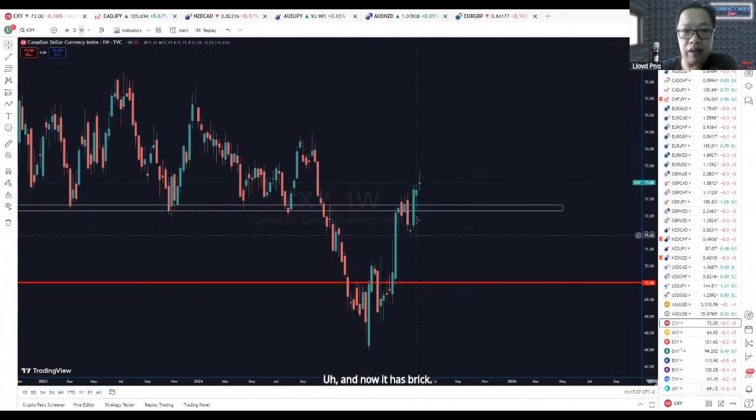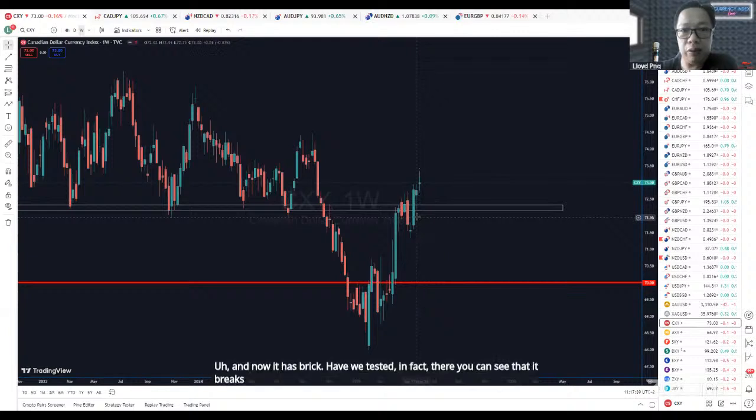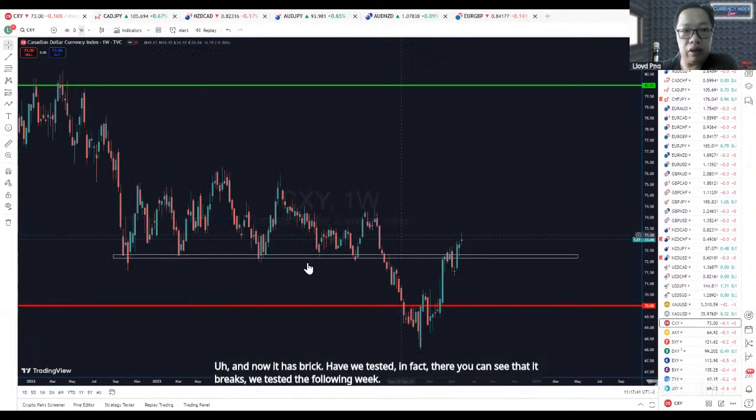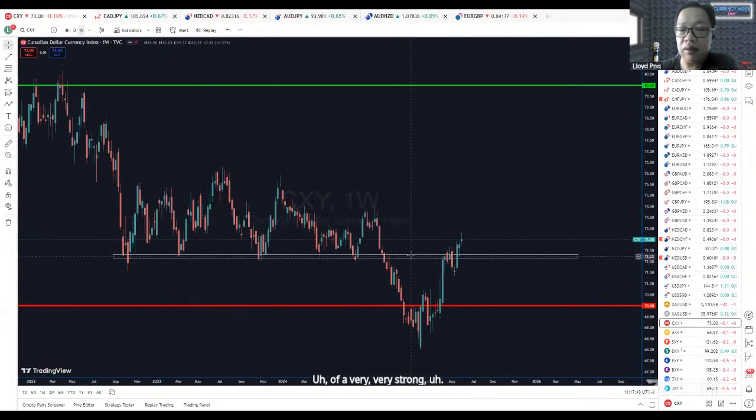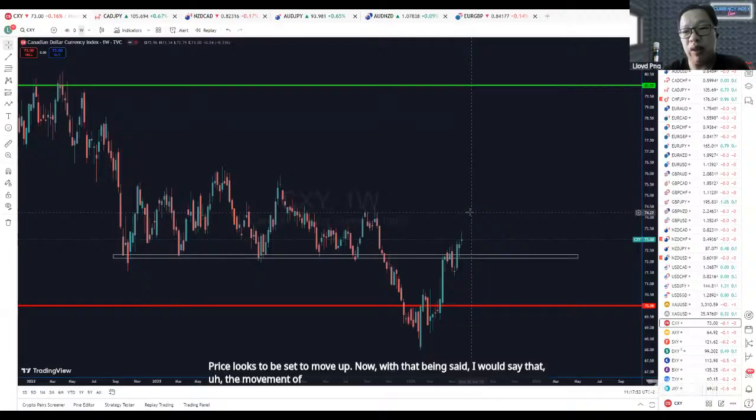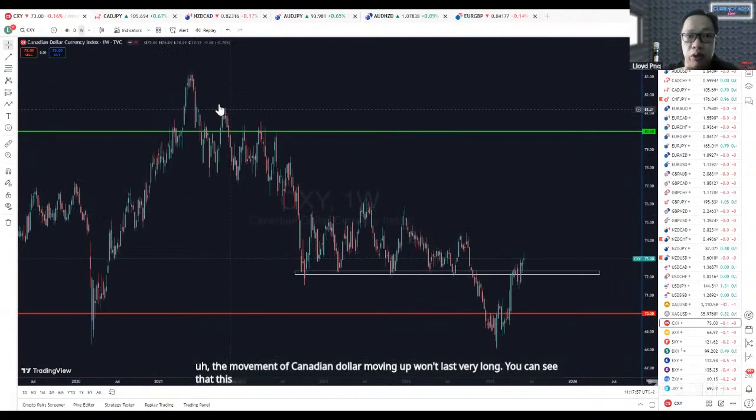In fact, you can see that it broke and retested the following week a very, very strong psychological level, I would say horizontal level. Price looks set to move up. Now, with that being said, I would say that the movement of the Canadian dollar moving up won't last very long. You can see that this is a weekly chart, by the way. The overall movement of the Canadian dollar is sloping down.